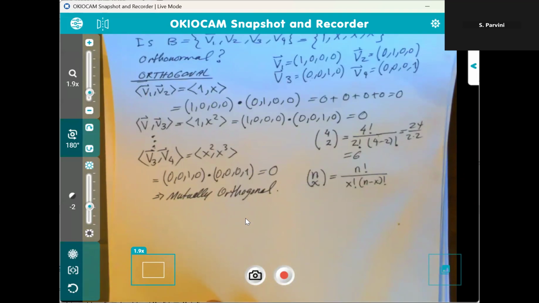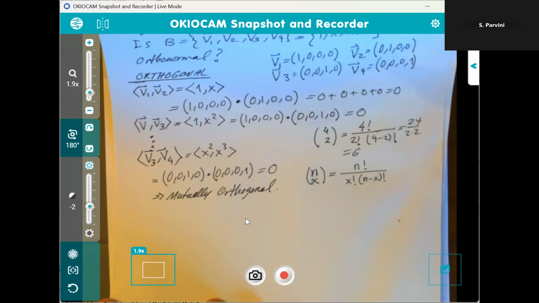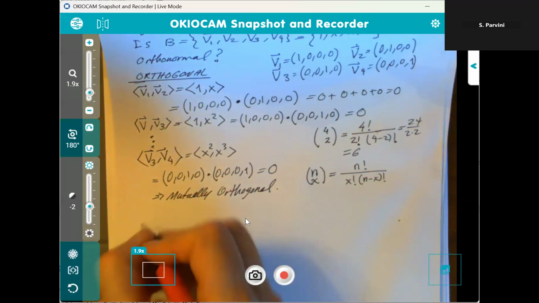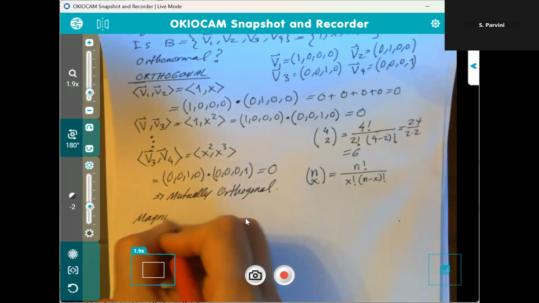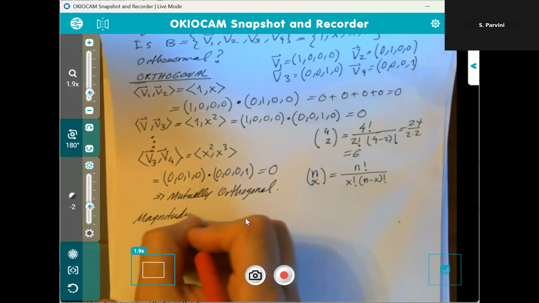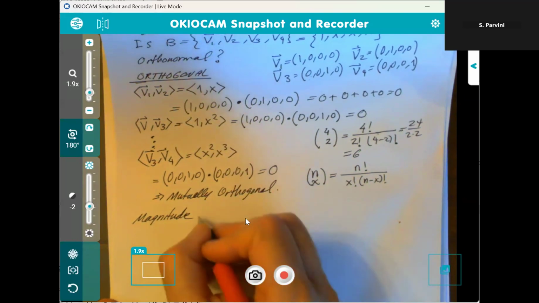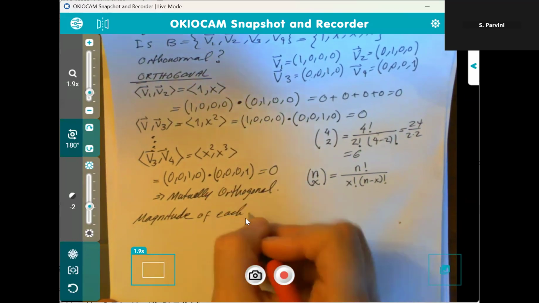If no questions, then let's now check out their magnitude. We want to see if they are now normal. So let's check out the magnitudes of each of those vectors. We're looking at the magnitude of each vector.